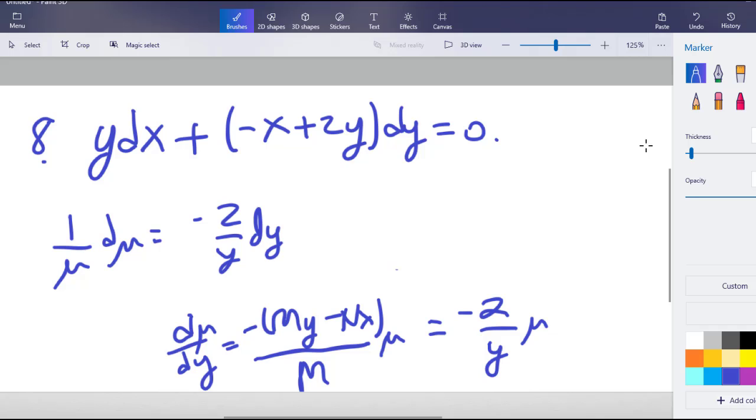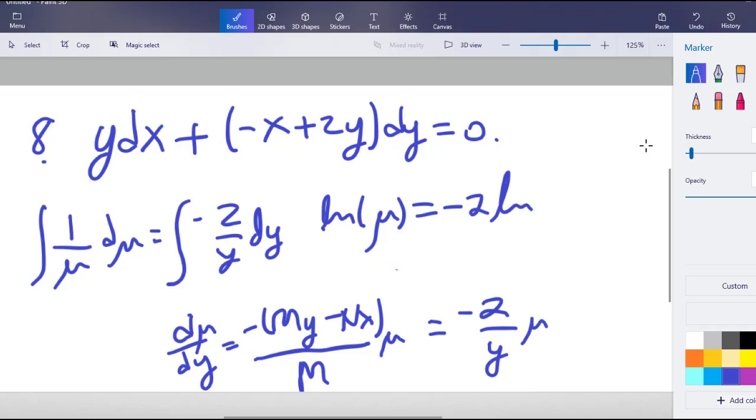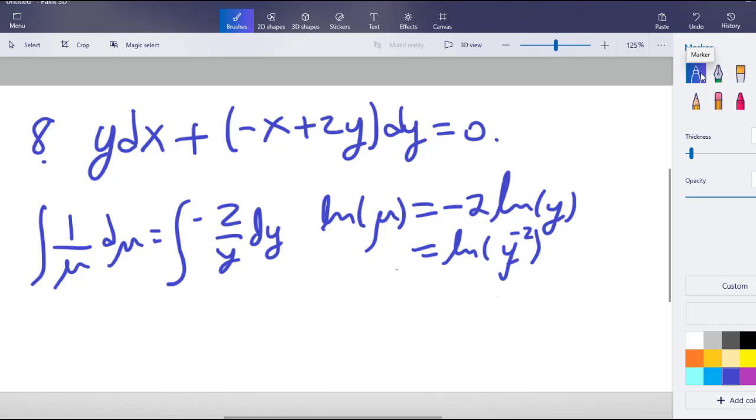We then integrate both sides. This gives us log mu. Remember, no plus c's, no absolute values when finding these integrating factors, minus 2 log y. We need to bring this negative 2 up before we exponentiate. We'll get the log of y to the power of negative 2. Exponentiating, we find the integrating factor is 1 over y squared.